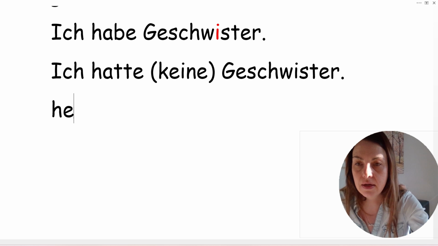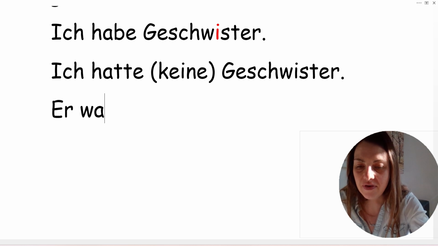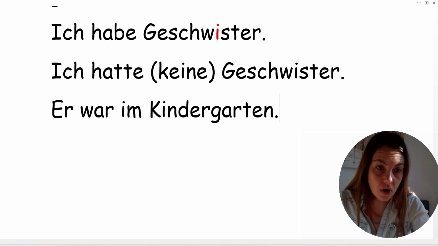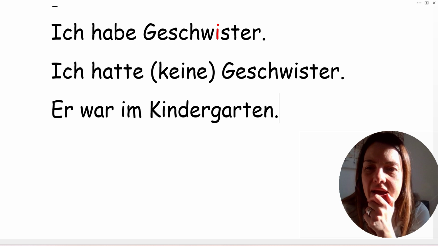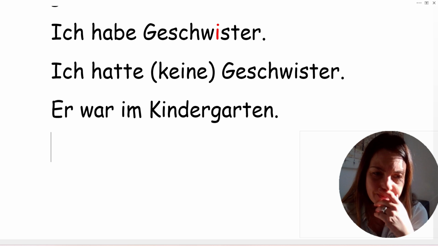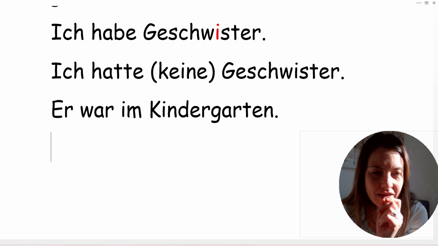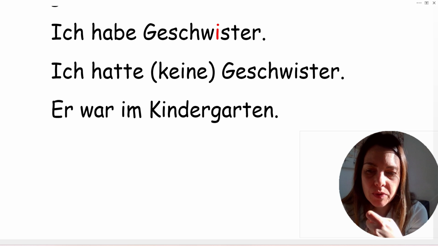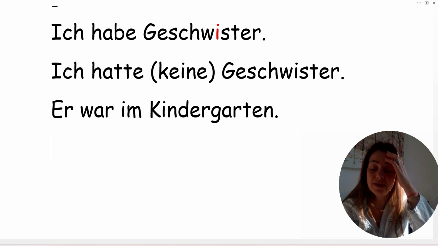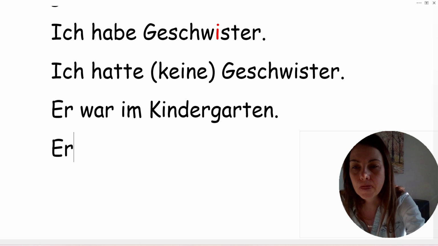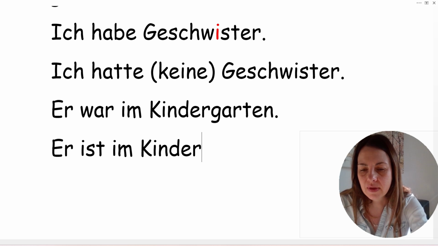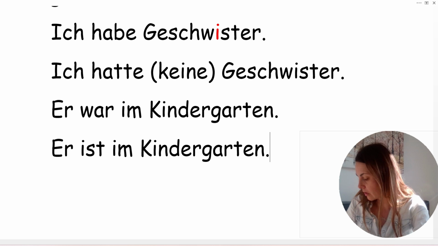Okay. Let's say er war im Kindergarten. So he was, now I put it in the past. Er war im Kindergarten. He was in the kindergarten. How will we put this sentence into present tense and say he is in the kindergarten now? He is. Er ist. Er ist im Kindergarten.